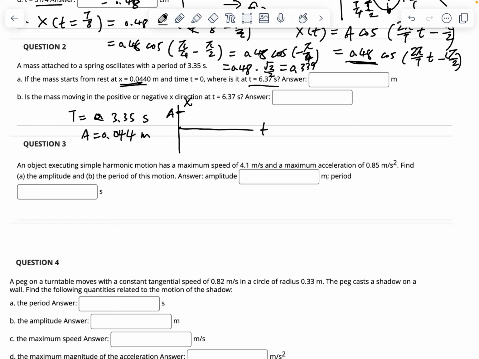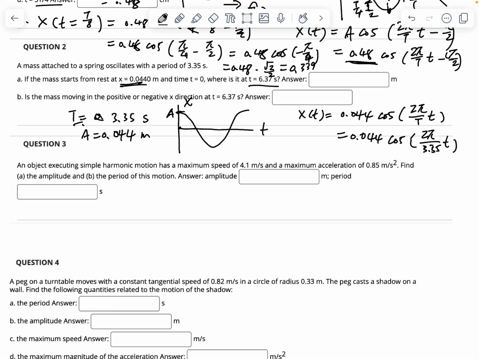Where is it at t equal to this? We can just use a standard equation: x(t) equals 0.044 cosine(2 pi over T times t). That's good enough, right? So you can substitute T by 3.35. So this equals 0.044 cosine(2 pi over 3.35 times t).